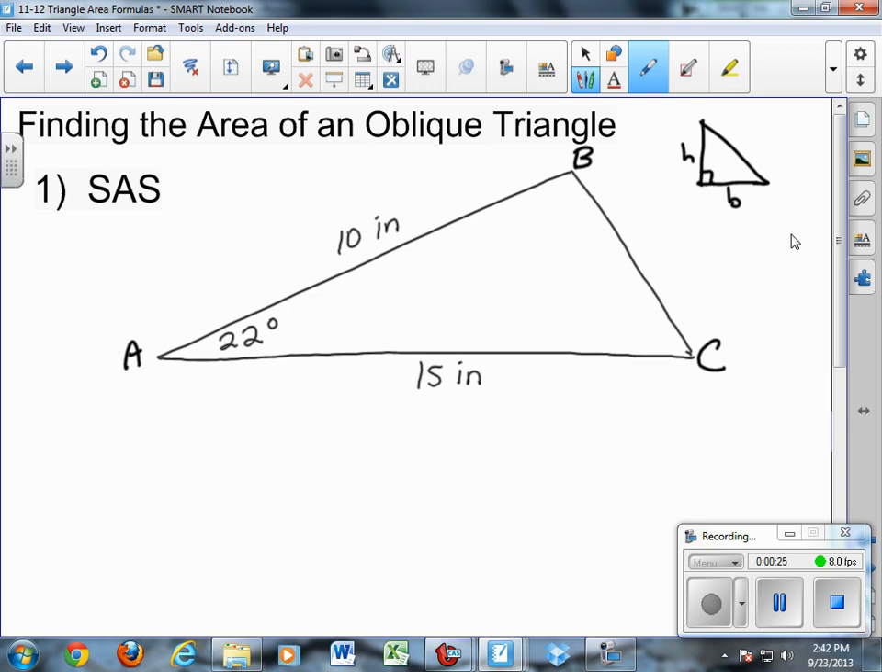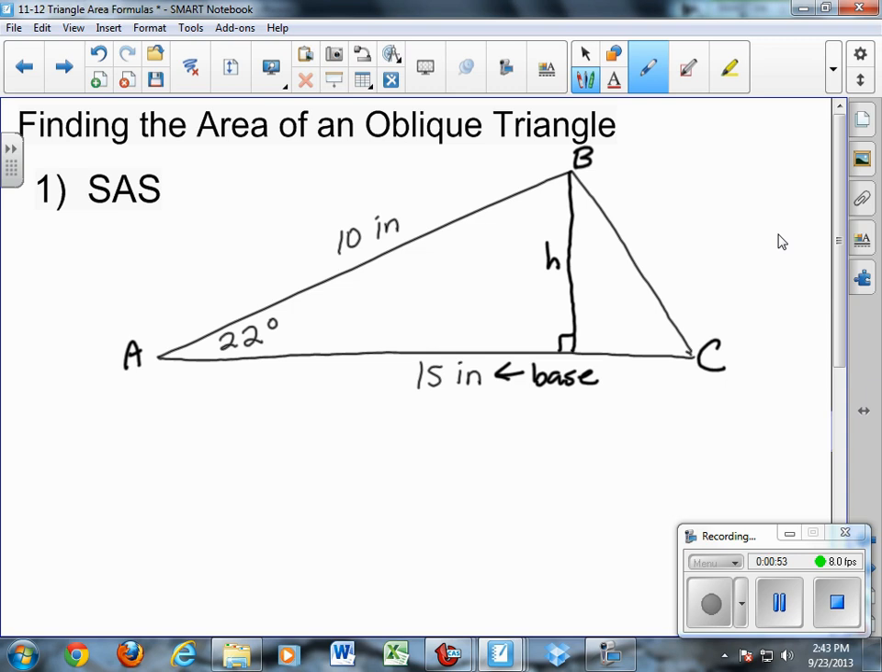But if I am dealing with an oblique triangle, I have to do a little bit more work to get the area of the triangle. So first of all, I'm going to decide that I'm going to use 15 as the base of the triangle. And this is kind of handy because it's at the bottom here. I'm going to drop a perpendicular line down from the opposite angle to side AC and call this the altitude or the height of the triangle.